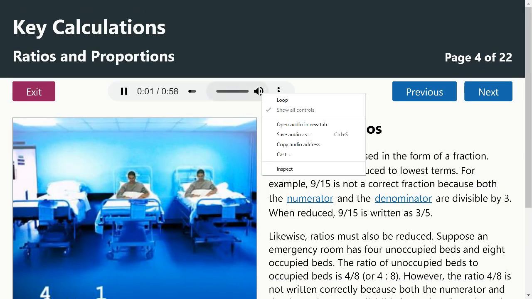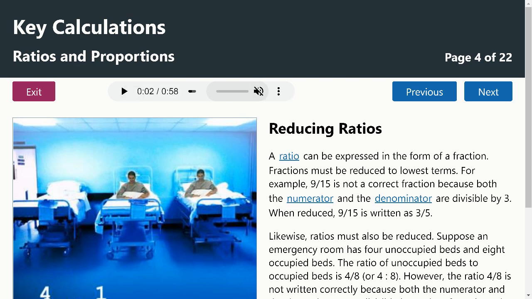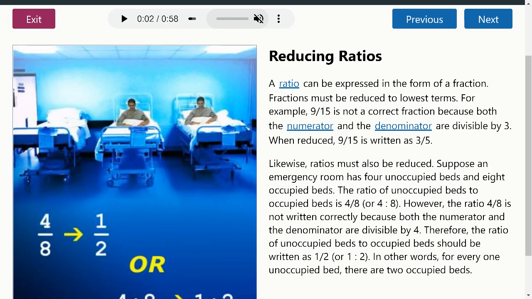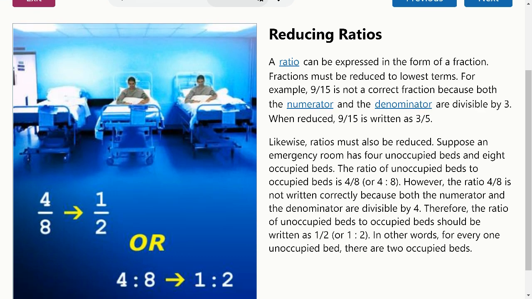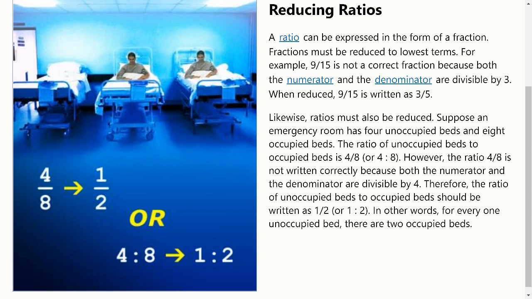Reducing ratios. A ratio can be expressed in the form of a fraction. Fractions must be reduced to lowest terms. For example, 9/15 is not a correct fraction because both the numerator and the denominator are divisible by 3. So when you reduce it, it'll be 3/5 because 3 goes into 9 3 times, it goes into 15 5 times. Likewise, ratios must also be reduced.